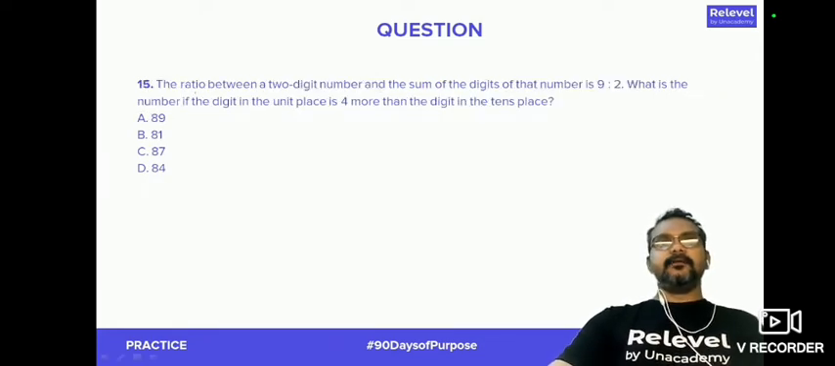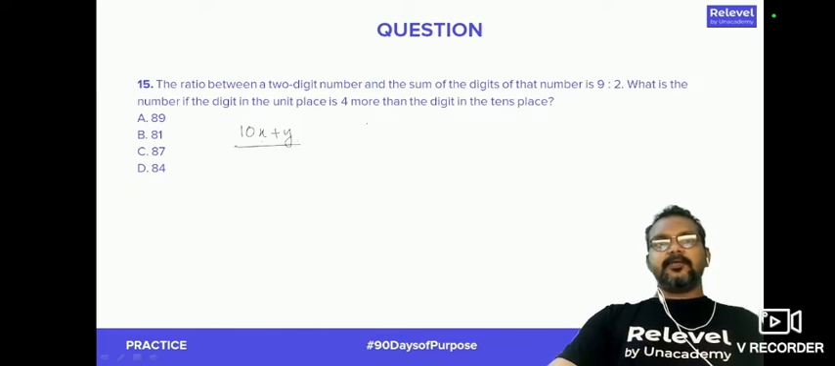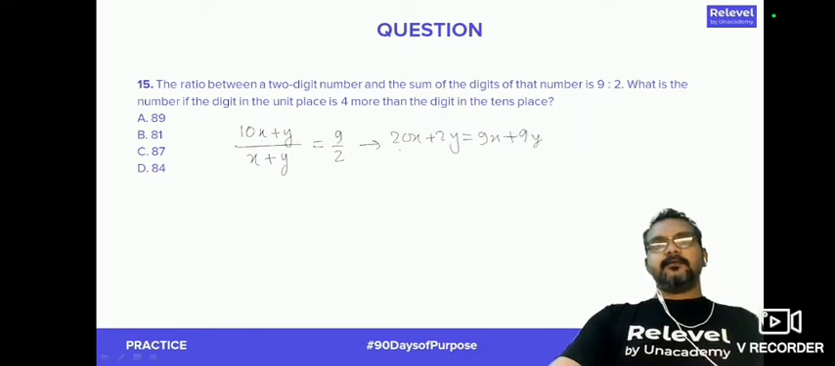Number 15. The ratio between a two-digit number. So a two-digit number in algebra using variables is written as 10x plus y, where x is the tens position, y is the units position. So the ratio of this and the sum of the digits, x plus y, is 9 by 2. Simplify. 20x plus 2y is 9x plus 9y. That gives us 11x equal to 7y. Okay. So 9 goes this side. 11x equal to 7y.